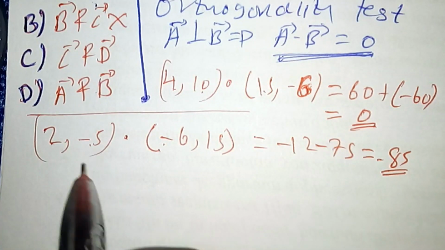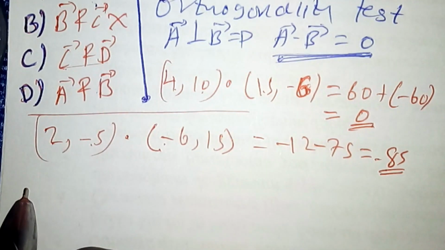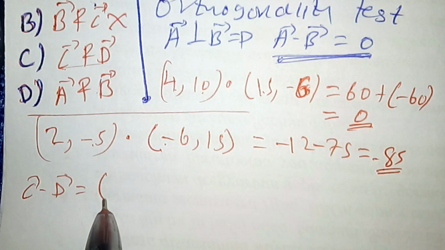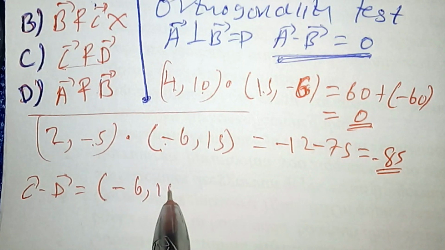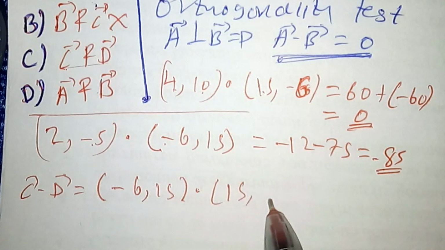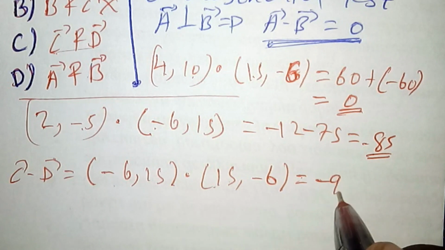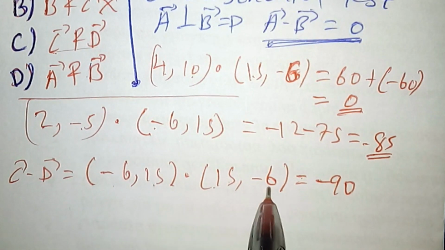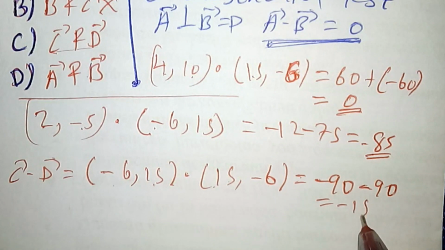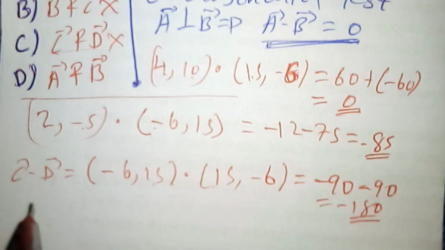Then we test C and D. C dot D: vector C is (-6, 15) and vector D is (15, -6). So -6 times 15 is -90, and 15 times -6 is also -90. This is -180, different from 0. So these cannot be orthogonal to each other.